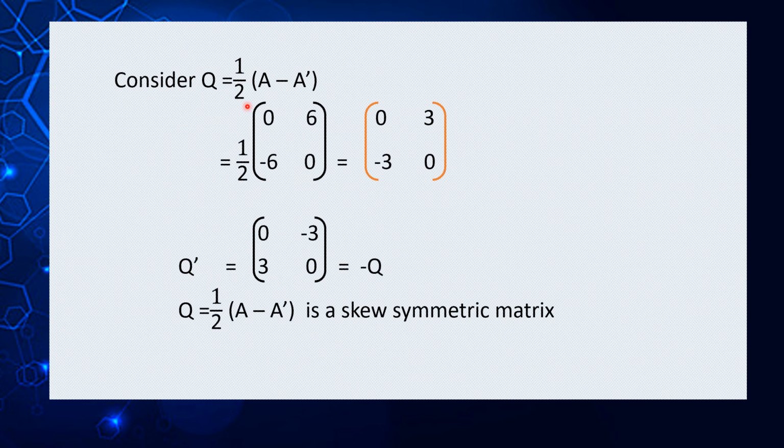Now consider Q is equal to half of A minus A transpose, which is half of [0, 6; minus 6, 0], which is equal to [0, 3; minus 3, 0]. Now consider Q transpose, which is equal to [0, minus 3; 3, 0]. When we consider Q transpose and Q, we can find that Q transpose is equal to minus of Q. So we can write Q is equal to half of A minus A transpose is a skew symmetric matrix.